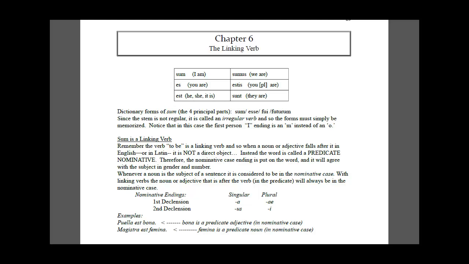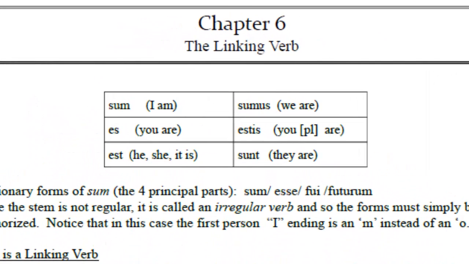Salvete! This week we will be talking about the verb to be. In Chapter 6, the irregular verb sum is introduced. This verb does not fit into any of the conjugations because it's just very irregular. You have to memorize the 6 forms of the verb to be, as you see them here.